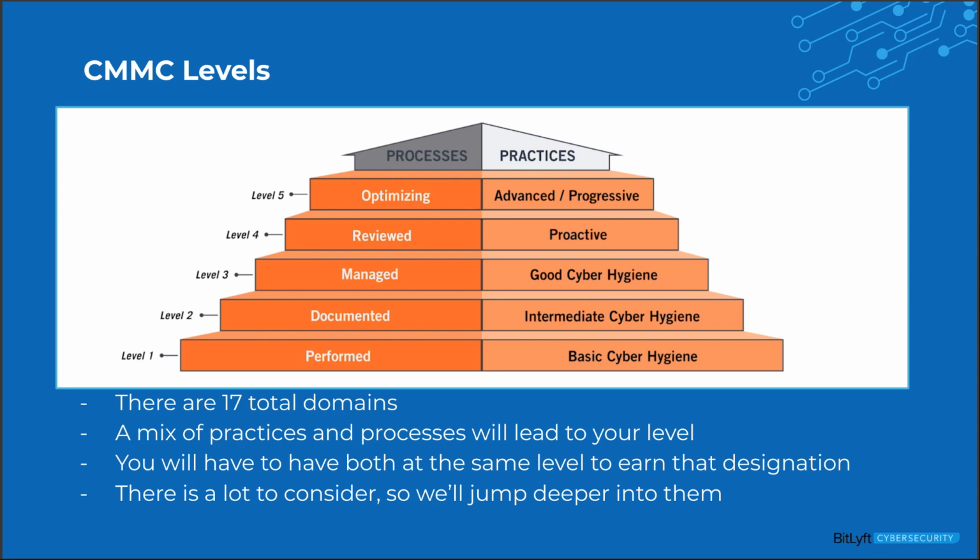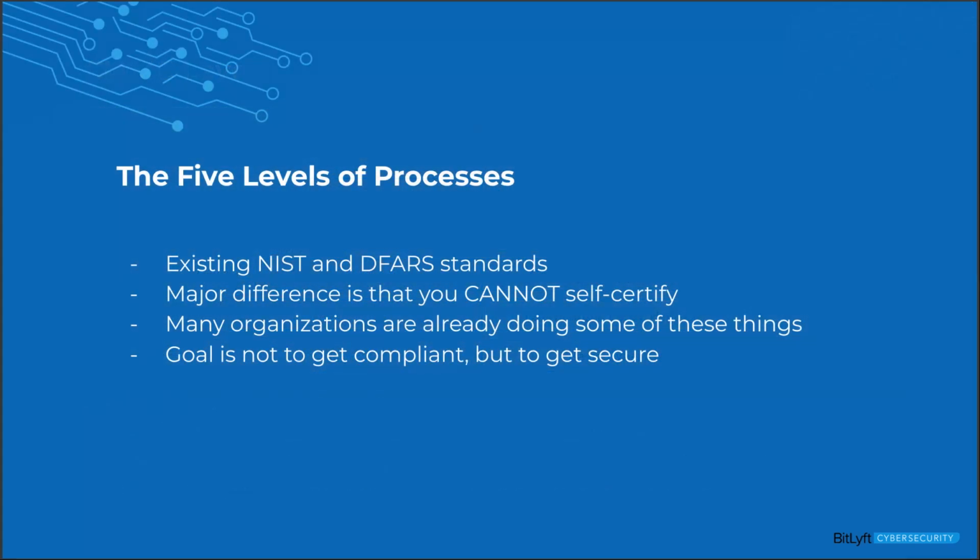Obviously, though, level 3 is where you should shoot for. That's good cyber hygiene. It's great to get to that point. And over time, if you can get to level 4 and level 5, that's even better. So again, 5 levels of processes. These come to a large extent directly from NIST and DFARS. You can't self-certify. You're probably doing some of these already. And again, you want to get secure first, and then you'll be compliant as a result of the security.